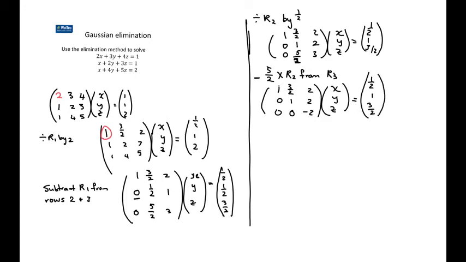Now we're nearly there. All we need is a 1 in that bottom right hand corner, and we can get a 1 by dividing row 3 by -2.